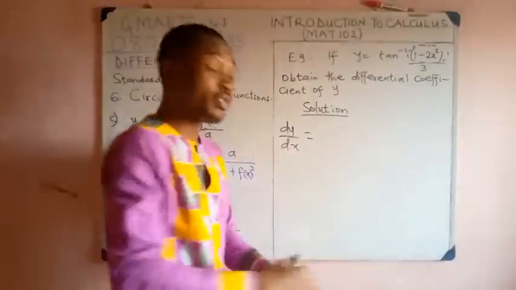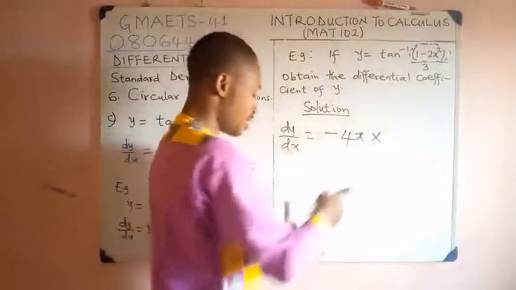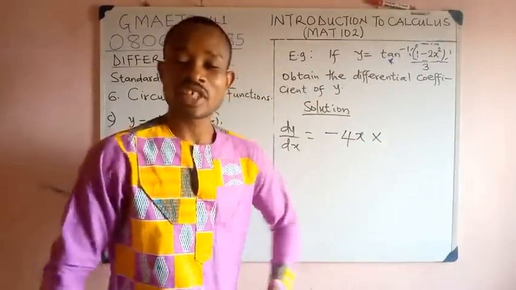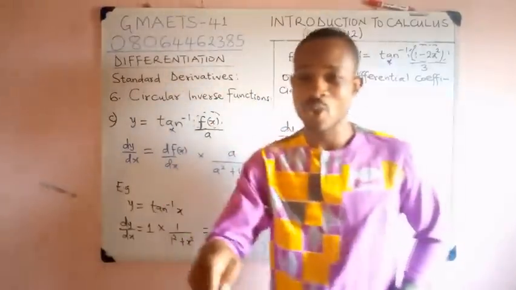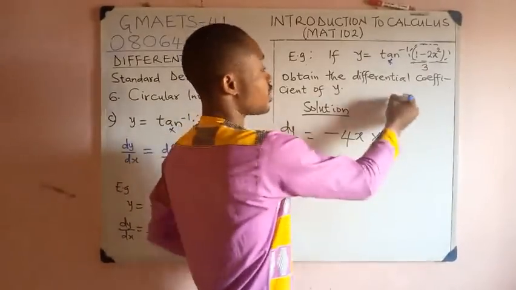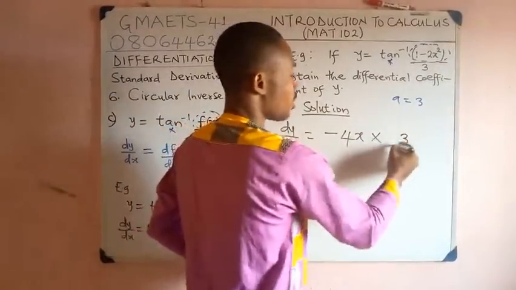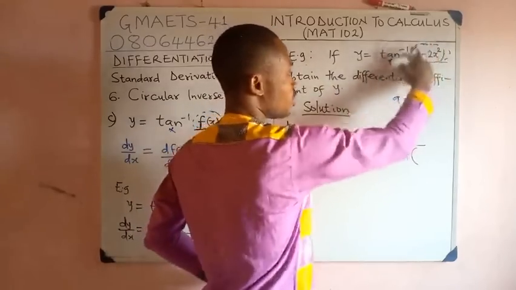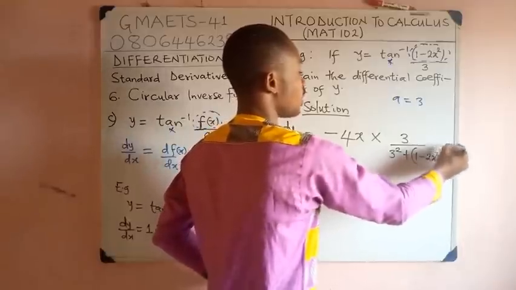Minus 2x squared, if you differentiate it, what will you get? You get minus 4x. And then multiply it by the standard derivative of this major function, tan inverse. If you differentiate tan inverse, what will you get? Remember, a over a squared plus f of x squared, where in this case our a is equal to 3. And so it's going to be 3 over 3 squared plus, open bracket, the numerator minor function f of x, which is 1 minus 2x squared, close it, and then it's squared.